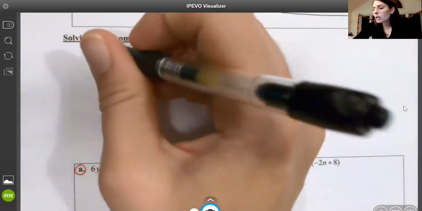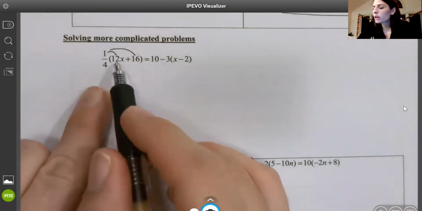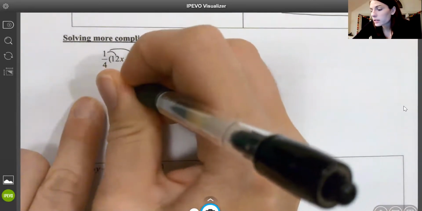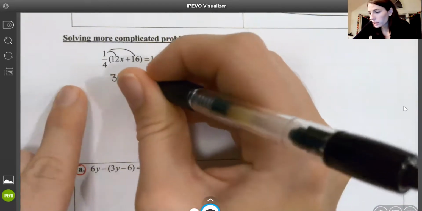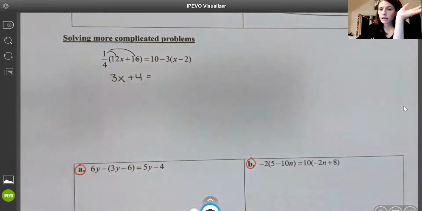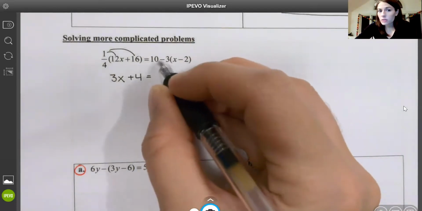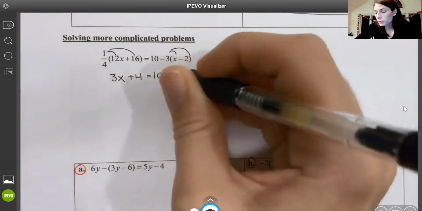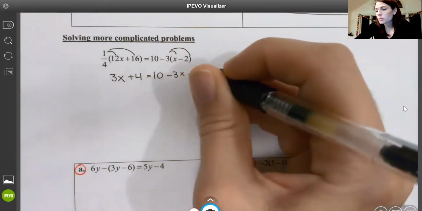So instead, it's okay that I'm distributing a fraction, because 1/4 of 12, or 12 divided by 4, is just going to give me 3x. And 1/4 of 16, or 16 divided by 4, is going to leave me with 4. So it's fine that I had to distribute a fraction. Sometimes it just works out nicely, right? On the right-hand side, we can't combine these. First, we need to clear the parentheses, so the 10 is still there. Clearing parentheses gives us -3x, and a negative times a negative gives me +6.